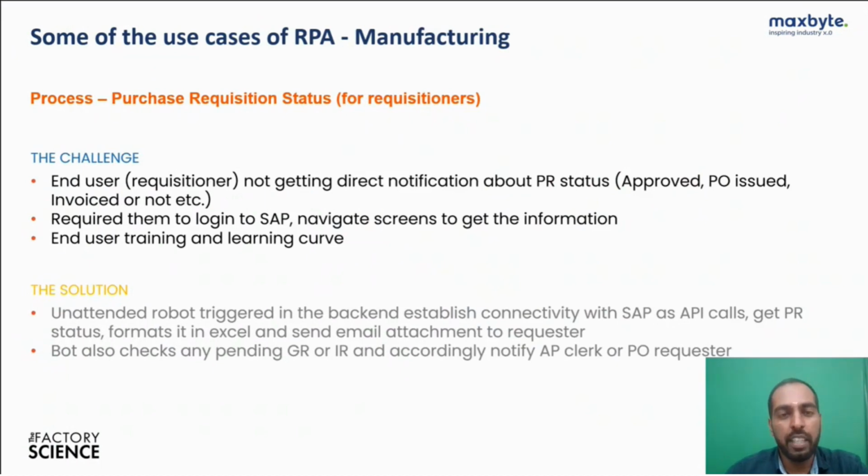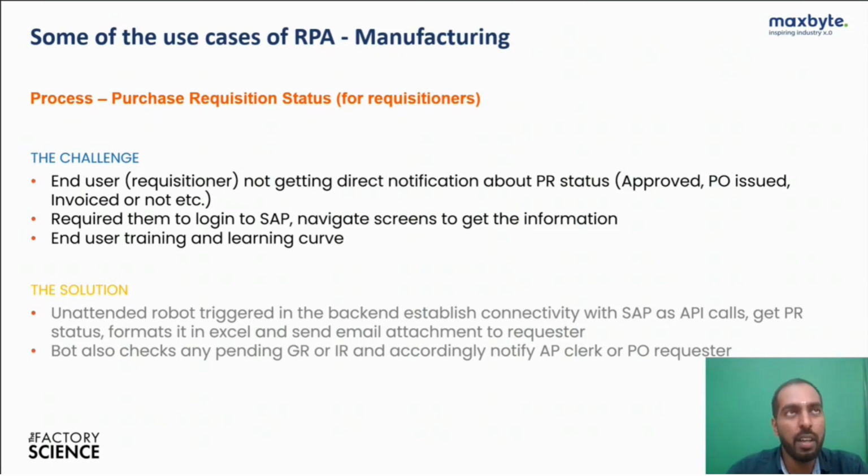So not only manufacturing data, here I mentioned an example for purchase requisition status. In case an end user is not getting a notification about a purchase requisition, whether it is approved, the PO is already used, the invoice is raised, or it is in a pending state, and he is not getting frequent updates on this, we can automate all these processes through an RPA robot.